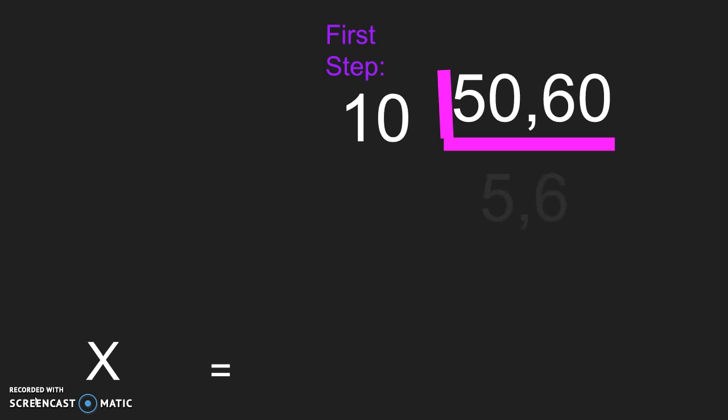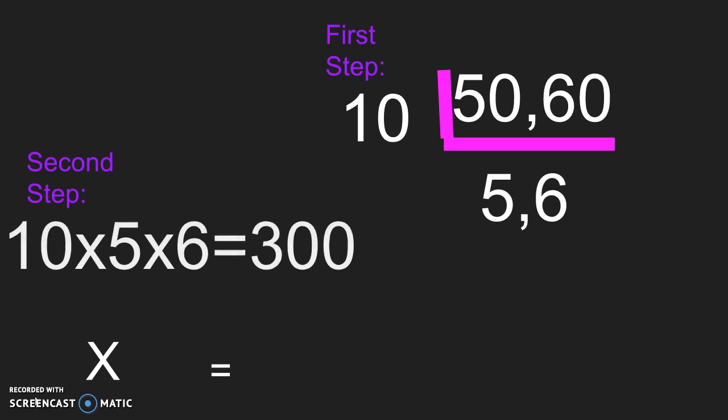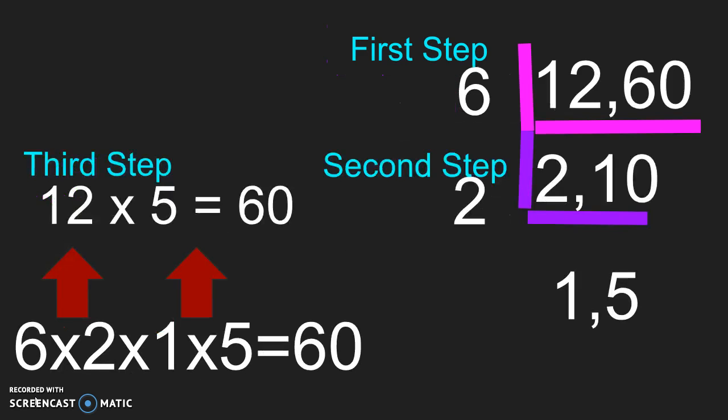50 divided by 10 is 5, and 60 divided by 10 is 6. And then we have to multiply. The second step is 10 times 5 and 10 times 6 is 300, because you can break it down. Look, you bring down the 10, and 5 times 6 is 30. You bring down the 30, and 10 times 30 is 300.